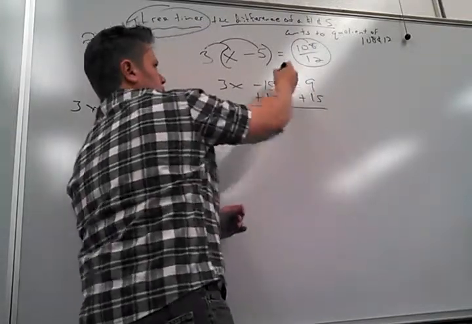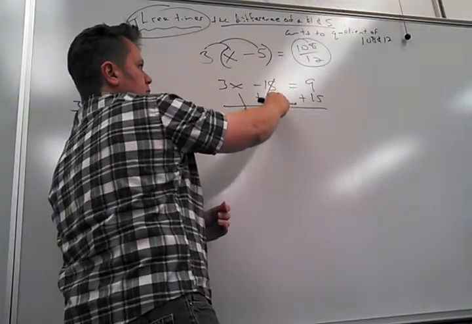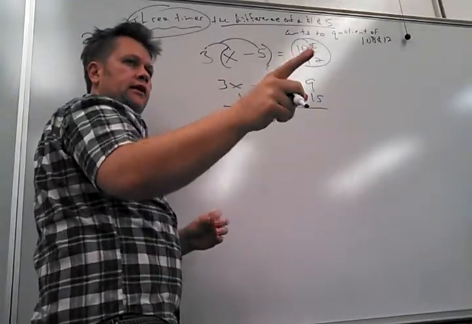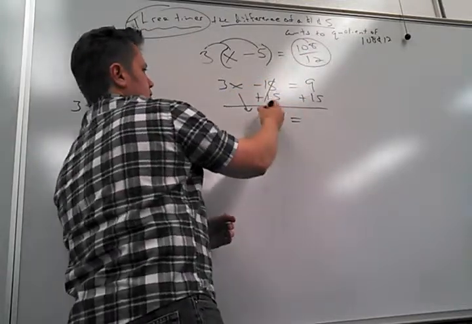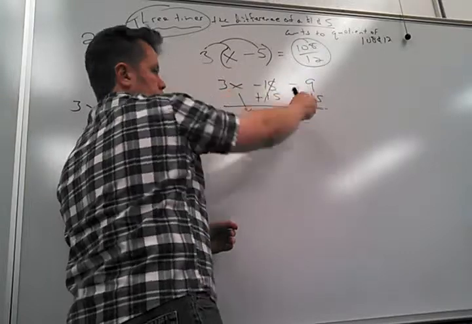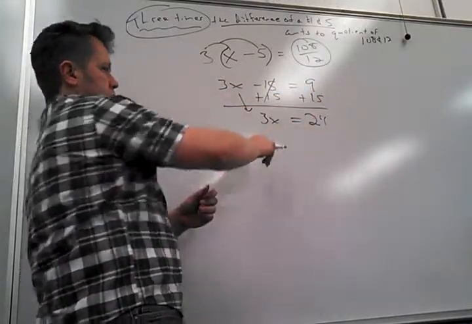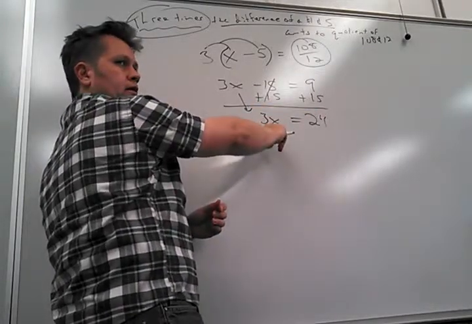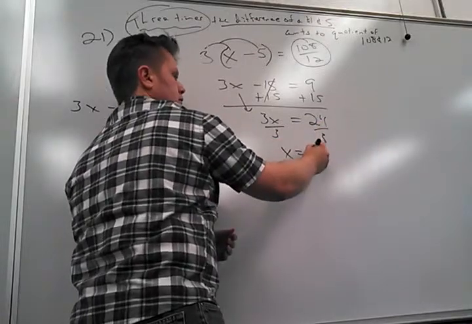30. What's negative 15 plus 15? 0. That's why we did it, so we can cancel it out. So what's left on this side? 3x. 3x equals 24. How do you kill that 3? Divide by 3. x equals 8. Cool.